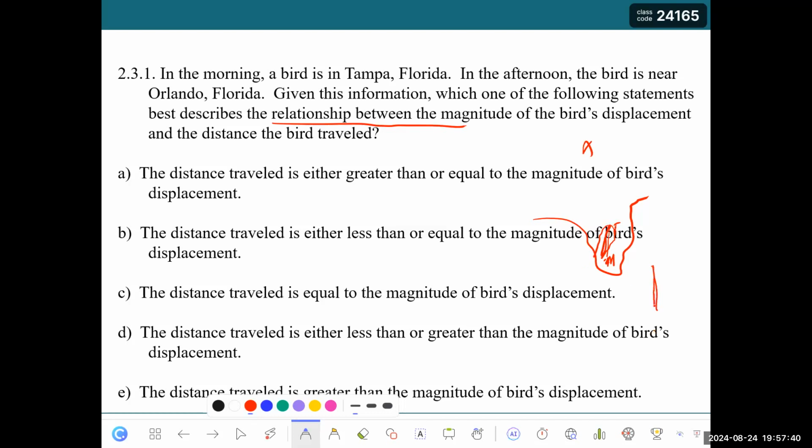If the bird is flying in a straight line, the distance is equal to displacement, right? Remember, we already talked about that. The distance and displacement could be the same if the travel is done in a straight line. So I'm going to say here, if the bird is flying in a straight line, then distance equals displacement.